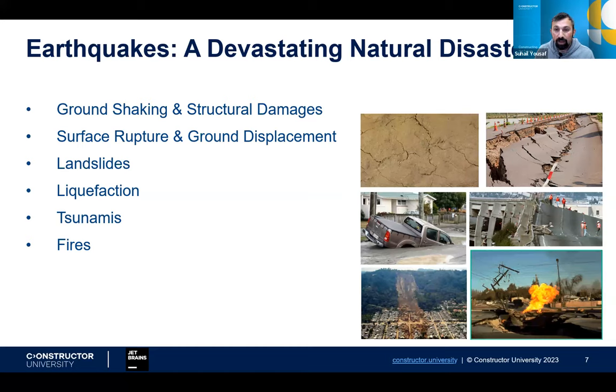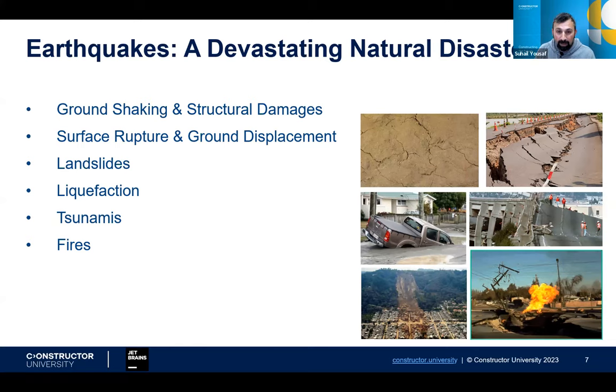So while each of these factors contributes to the overall damage caused by earthquakes, the secondary effect of fires often proves to be more impactful. So the combination of ruptured gas lines, electrical malfunctions, and debris-triggered ignition can result in widespread fires, compounding the destruction and hindering recovery efforts in the aftermath of seismic events.